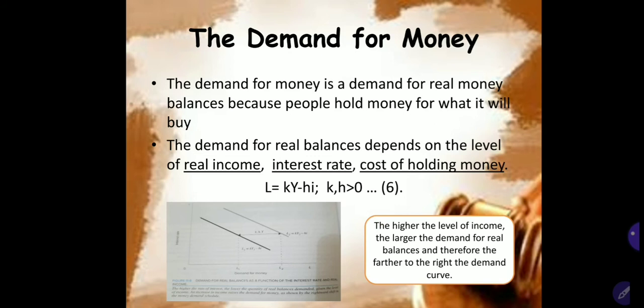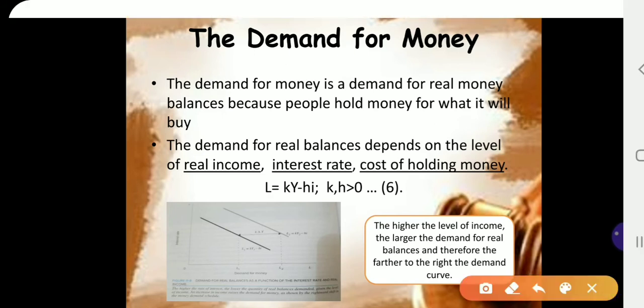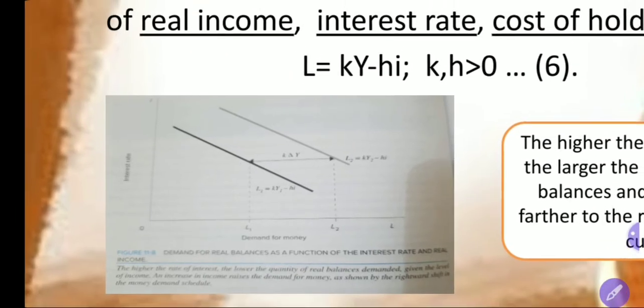And the demand for real balances depends on three things: first, real income, second, the interest rate, and also the cost of holding money. The cost of holding money is the interest that is foregone by holding money rather than other assets. And here is the equation to express the real balance, denoted as L. This is the figure.